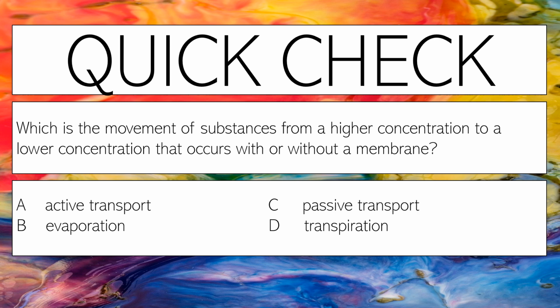For our quick check, this is the question. Which is the movement of substances from a higher concentration to a lower concentration that occurs with or without a membrane? Is it A, active transport, B, evaporation, C, passive transport, D, transpiration? Write your answer in the comment box below.